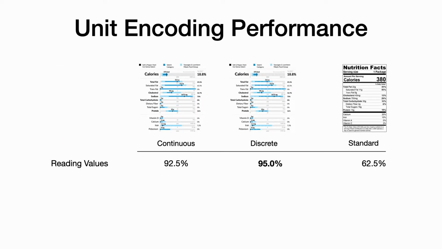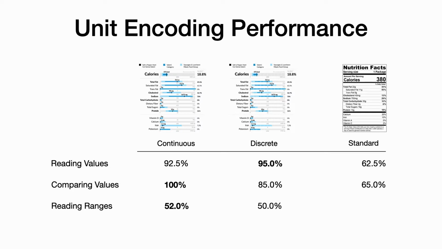The results showed that when it comes to reading values, the visual labels perform significantly better than the standard label. However, the difference between the two encoding types was marginal. But when comparing values, the continuous encoding performed significantly better than the discrete encoding, and both outperformed the standard label. When reading ranges, again, the difference between the two encoding types was marginal. This was also the case when comparing ranges.